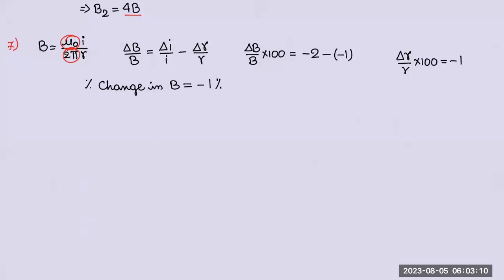So question number 8. Anyway, I'll explain, but I'll give the answer directly: 3% increment. Question number 9: 1% decrement. Now question number 10, solve.